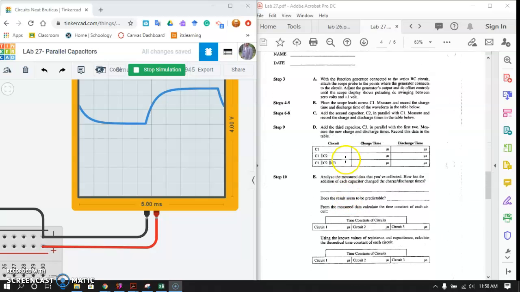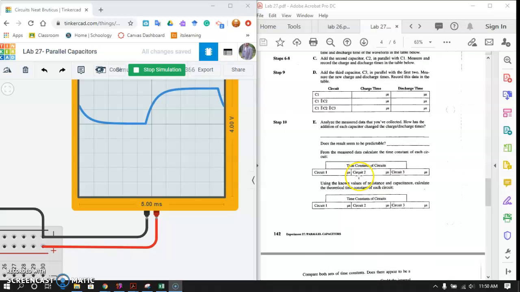Go through and fill this out. I understand that you won't have this chart in your Google Doc. You can make your own table that's very similar to this as you put your measured data.